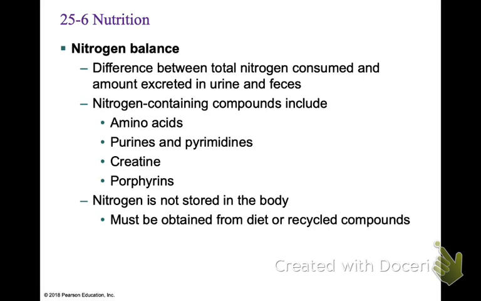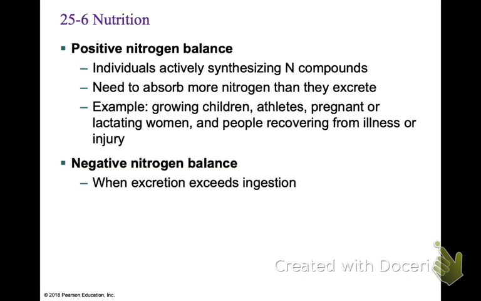So nitrogen-containing compounds that you keep and use: amino acids, purines, and pyrimidines, which you remember are used to make DNA and RNA, creatine, which is used in your muscles, and porphyrins, which are what hemoglobin is, and some of the cytochromes. Okay, so you've got to have nitrogen in your diet. These are all things you have to make, but you don't store it, so you can't stockpile nitrogen. So you're in positive nitrogen balance if you have all the nitrogen you need and you're absorbing more than you excrete. You're in negative nitrogen balance when what you excrete is greater than what you eat. And that could just be because you just eat more meat than you need.